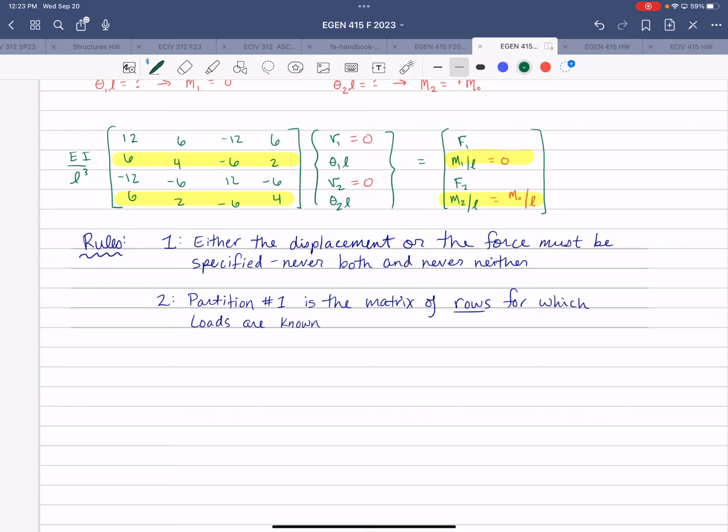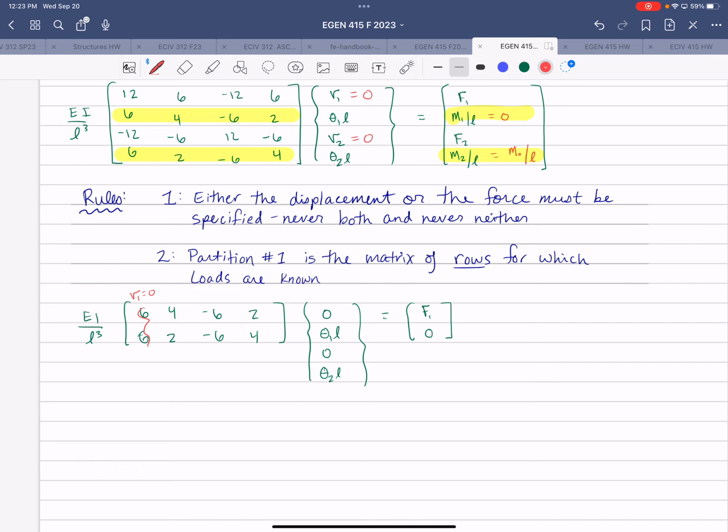And I'm just going to rewrite the whole thing. So we have 6, 6, 4, 2, -6, -6, 2, 4, times 0, theta 1L, 0, theta 2L is equal to F1 and 0. Now, since V1 and V2 are 0, right?